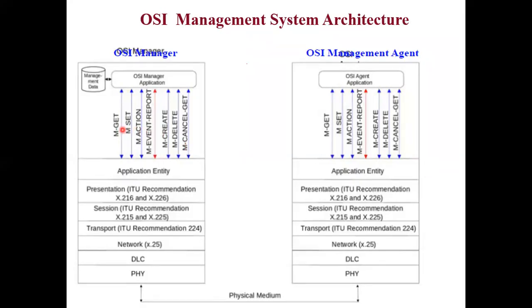So for OSI management, or whenever you are drawing the OSI architecture, the commands have to be mget, mset, then maction, then event report, mcreate, mdelete, mcancel get. So these are the 7 commands. Now, if you can see this diagram, here it is drawn with a blue line, and it is a bi-directional arrow. I will explain why it is bi-directional. And here something is drawn with red color. Here also M event report is drawn with a red color.